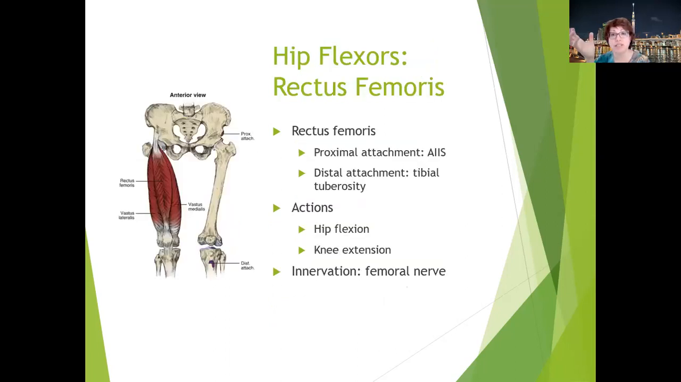The rectus femoris is our other major hip flexor. It is part of the quadriceps group. It's the most superficial of the quadriceps. Its proximal attachment is the anterior inferior iliac spine, and its distal attachment, along with the other three quadriceps, is the tibial tuberosity. It is the only one of the quadriceps that crosses the hip and the knee. All the other ones just cross the knee. It does hip flexion and knee extension, and it's innervated by the femoral nerve like all the other muscles that do hip flexion.